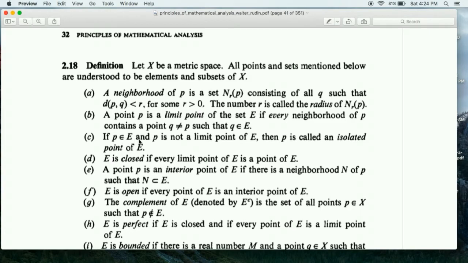Now if P belongs to E and P is not a limit point of E, then P is called an isolated point. That is, you take a set and you take a point from it, then that point is not a limit point, because there exists a ball, a neighborhood around P, which does not intersect any other point of E other than itself. So there does not exist a distinct point, and thus P is not a limit point, and so P is called an isolated point of this set E.